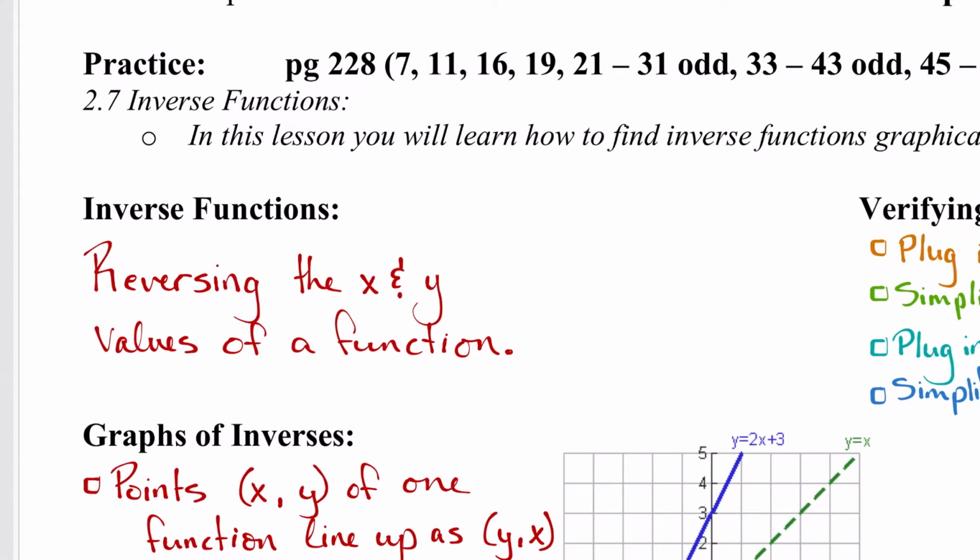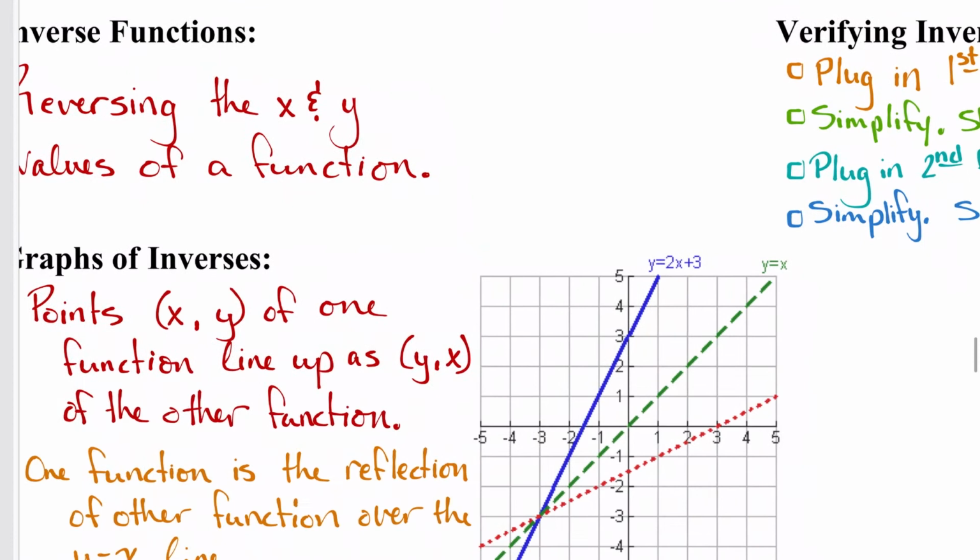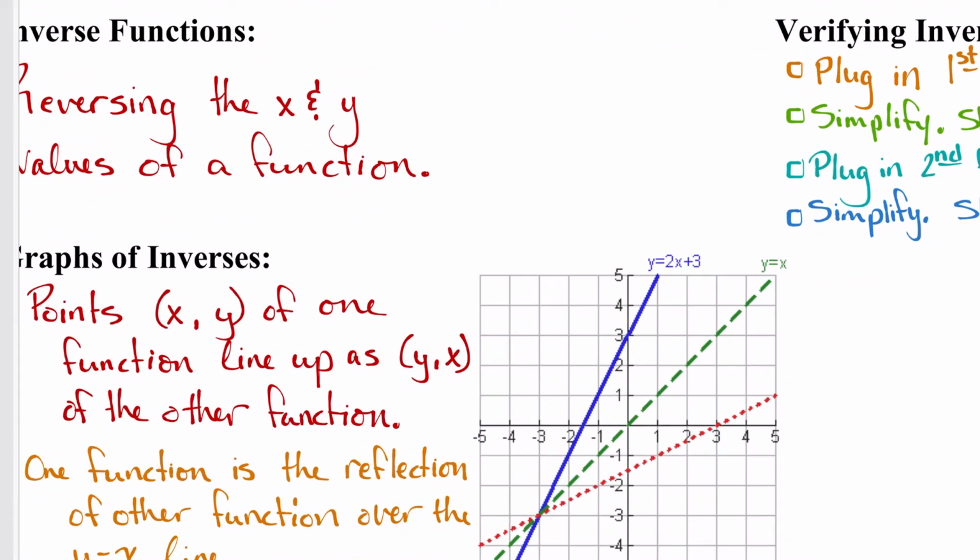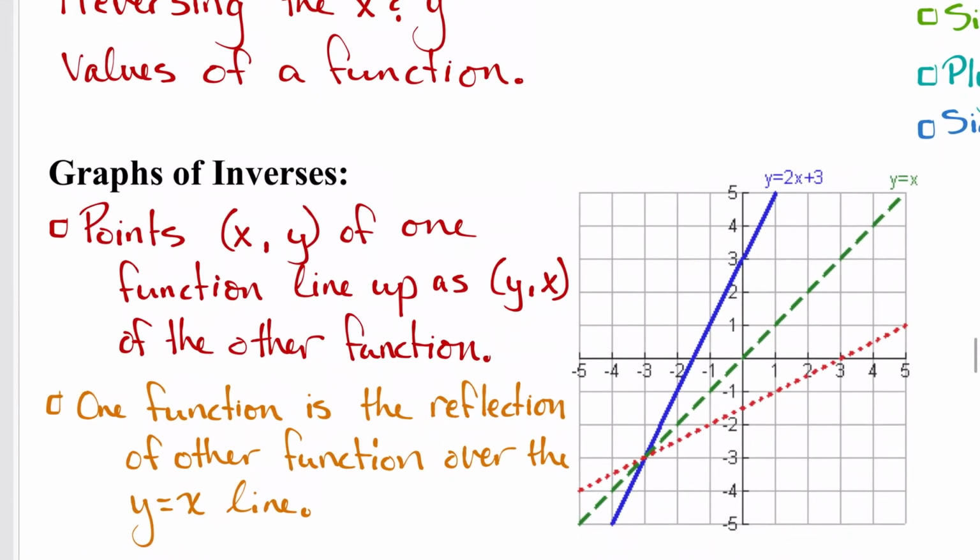So an inverse function is just reversing the x and y values of a function. Some commonalities are it reflects across the y equals x line, that identity line. And you're basically just trading each and every x and y point.